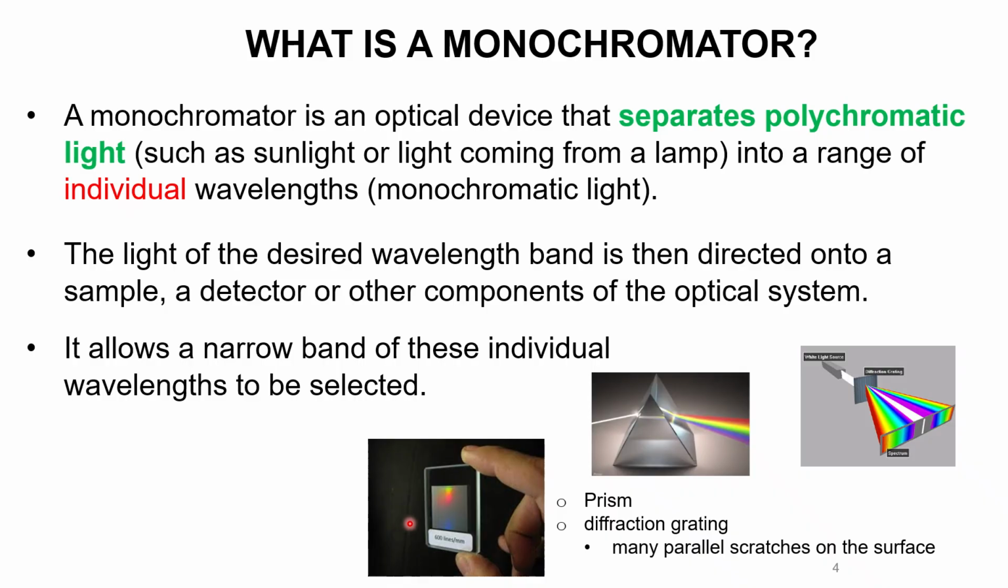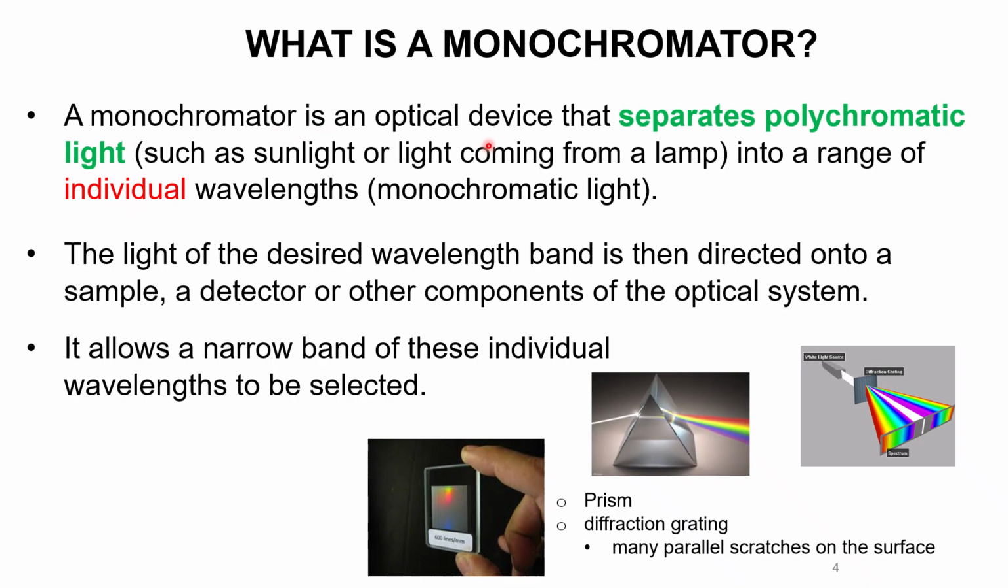So when the light is directed to the diffraction grating, due to the presence of these parallel scratches, it will be able to spread the radiations into the different individual wavelength radiations. So in addition to this prism and diffraction grating, there is another component which is known as monochromator.